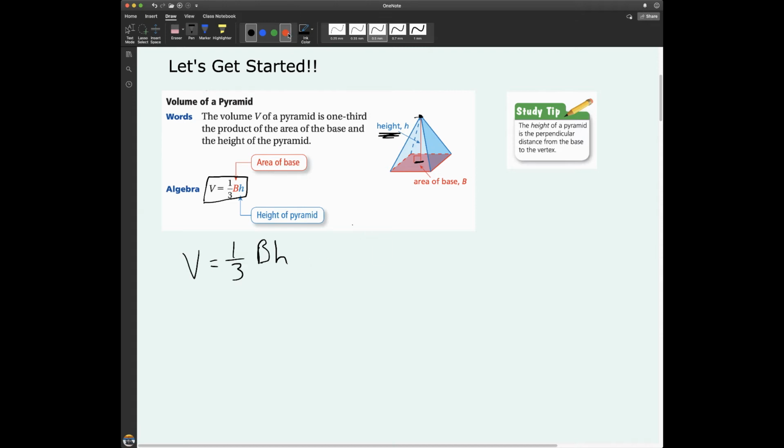Another way that I like to write this formula, and the way that I use it, is volume equals area of the base times the height divided by 3. So for this formula, you're multiplying by 1/3, and for this formula, you're dividing by 3. Either one you're comfortable with is fine.